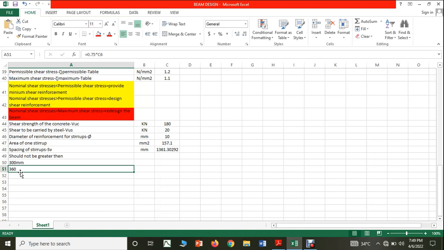In the next class, let us take up the beam groups and start giving the values, and let us get the positive reinforcement, negative reinforcement, and then finally the shear reinforcements.